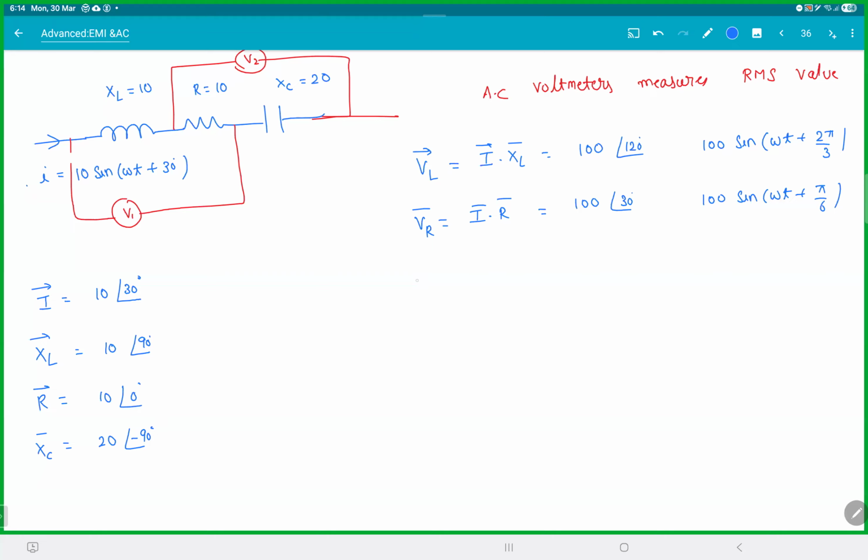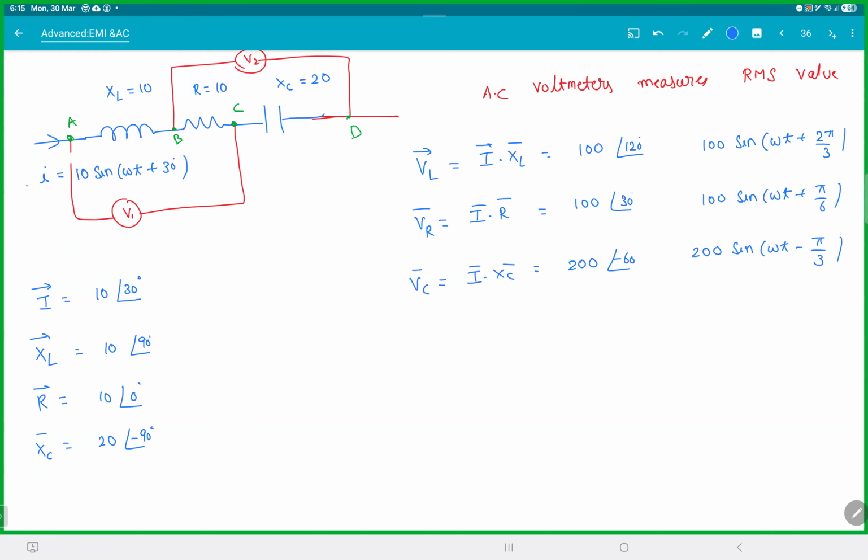Then what else do you need? VC bar is I bar dot XC bar. That's 200 angle minus 60, so 200 sine omega t minus pi by 3. Now, what do you want to find? V1 and V2. So if I take this point as A, and this point as B, and this point as B, and this point as C, and this point as D.